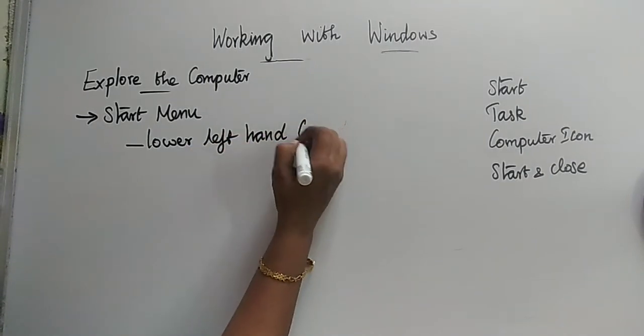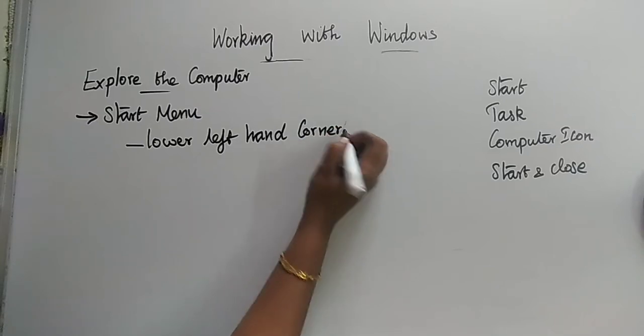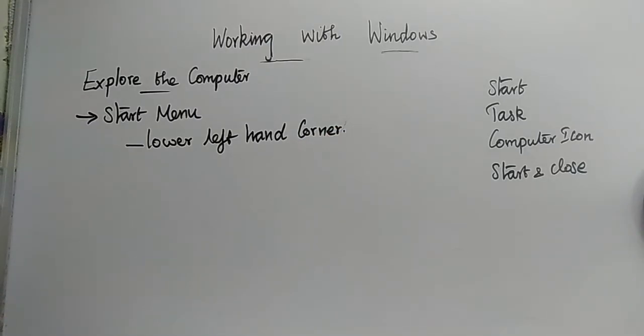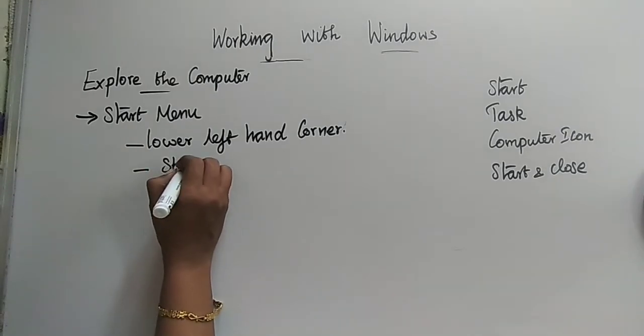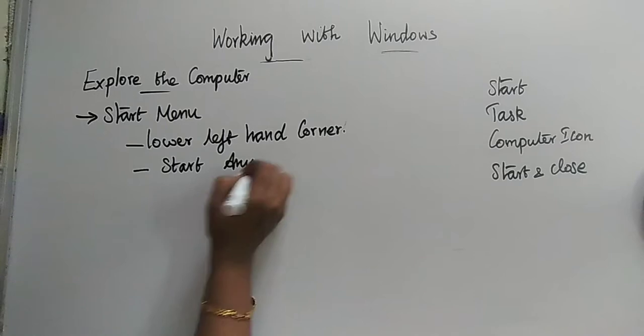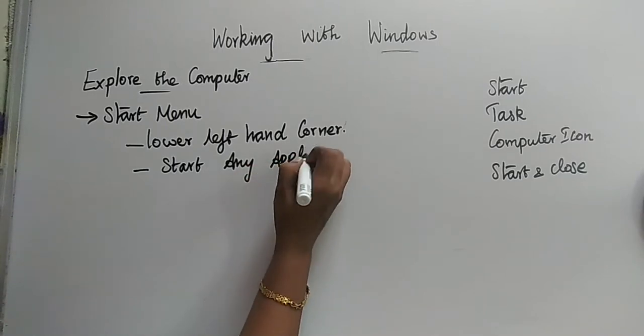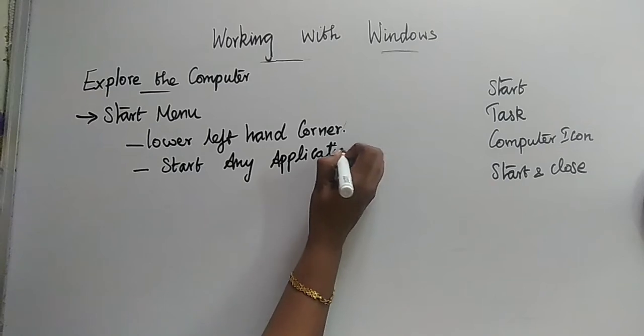So why do you need this? Yes, by clicking this only, you can enter into the applications that you have. Just by clicking the start menu, a sub menu will be displayed for you. From that, you select which applications you are willing to open. So for that only you have the start menu. It is seen on the lower left hand corner, and from here you can start any application. That is the main use of your start menu.